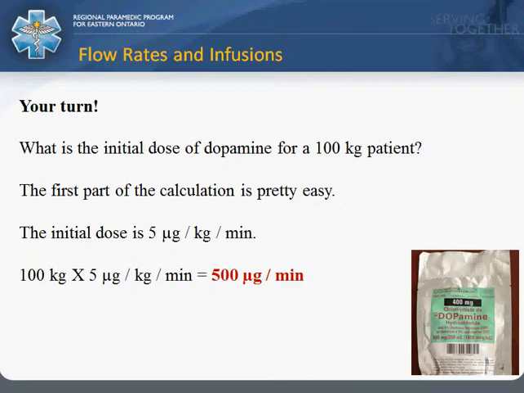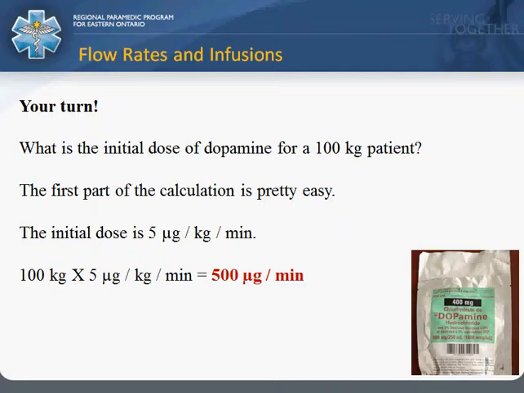The first part of that calculation is pretty easy because we know it's right out of the protocol for dopamine. The initial dose is 5 micrograms per kilogram per minute. So let's start working this out, and we're going to do it the long way first, then I'm going to show you a shortcut. So let's work it all out. 100 kilogram patient times 5 micrograms per kilogram per minute is going to equal 500 micrograms per minute.